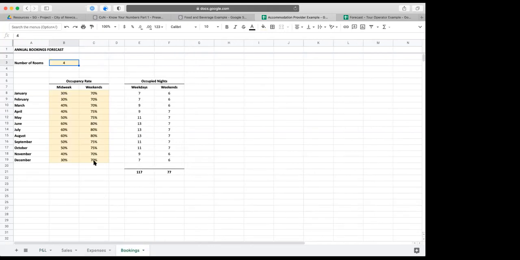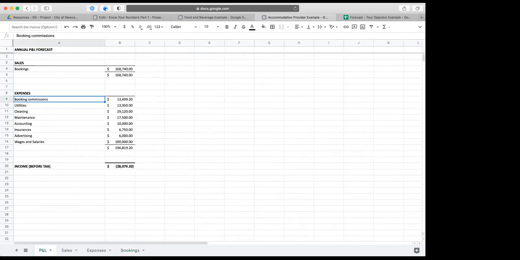If we reduce down to 3 rooms, like so, our forecasted income becomes negative, a deficit here of $28,000. And this is the power of spreadsheets to quickly run these types of scenario comparisons.